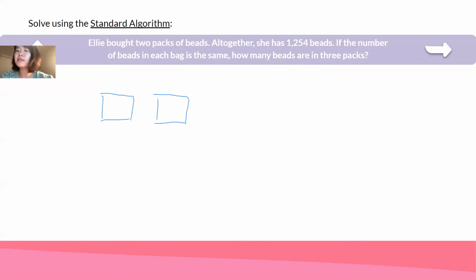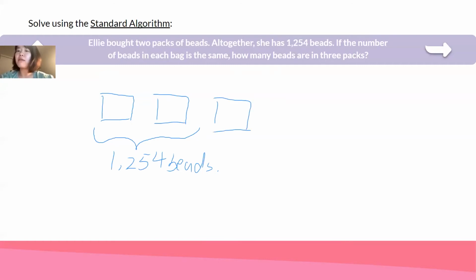So let me do a big bracket for 1,254 beads. So this is 2 packs of 1,254 beads. And the question is asking how many beads are in 3 packs if the number of beads in each bag is the same. So she has another pack of beads.